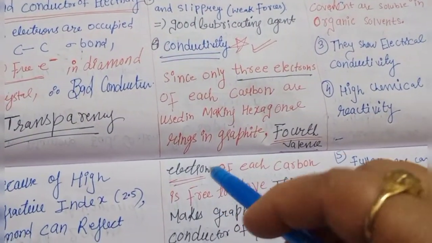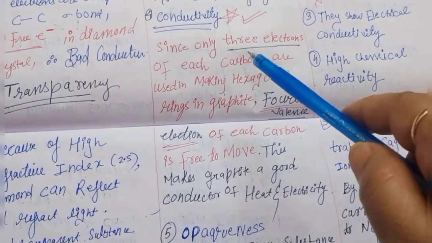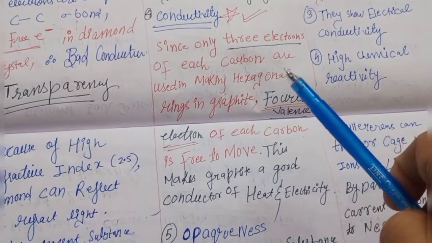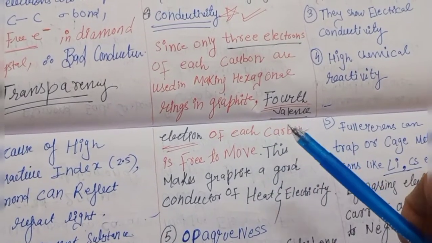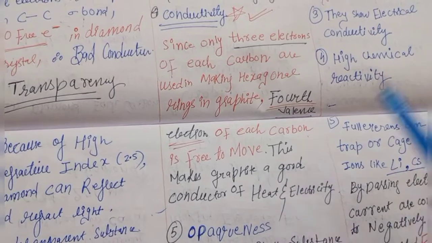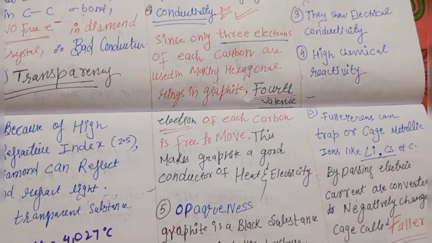This reason is asked: why is the conductivity very high? Because only 3 electrons of each carbon are used in making the hexagonal rings in the graphite, and the 4th electron of each carbon is free to move. This makes graphite a good conductor of heat and electricity.